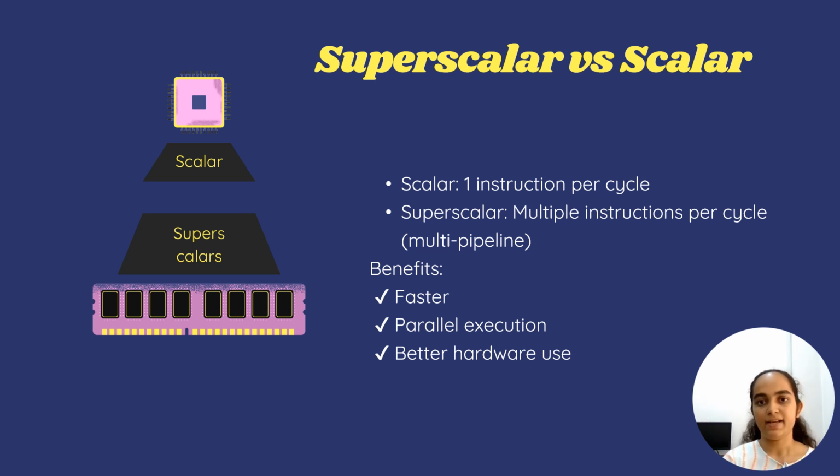Next we move to superscalar versus scalar. A scalar processor can only execute one instruction per clock cycle. A superscalar processor, on the other hand, can execute two or more instructions per cycle by using multiple pipelines. This leads to faster execution, better use of hardware, and more efficient parallel processing. Most modern processors, including Intel and AMD CPUs, are superscalar.